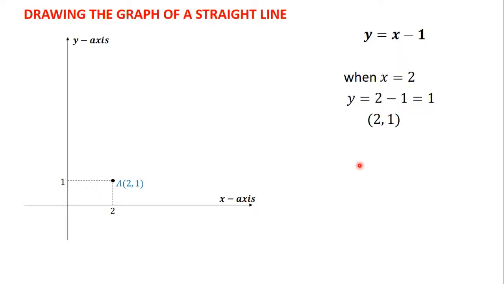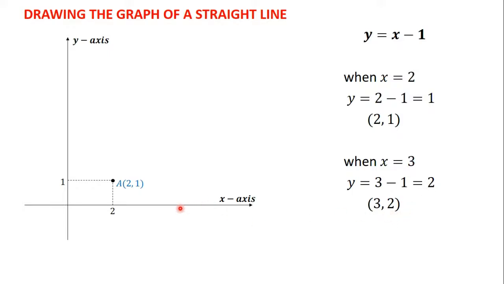So to find another point, you are going to make another assumption. Let's assume that x is equal to 3. It means we are going to substitute x is equal to 3 into the equation of the straight line to find the value of y. So when x is equal to 3, y will be equal to 3 minus 1, because we have x minus 1. And 3 minus 1 will give us 2. So when x is 3, y is 2. So another coordinate of a point that falls on this line is (3, 2). The x coordinate is 3 and the y coordinate is 2.